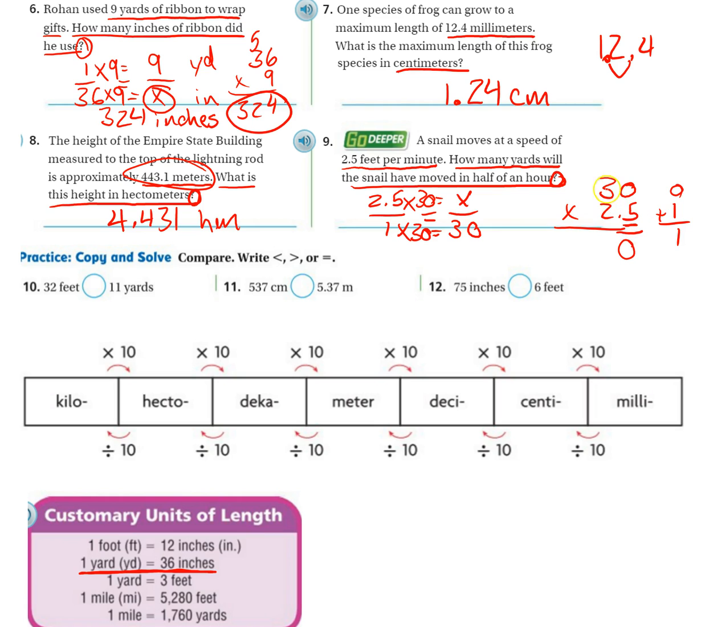5 times 0 is 0. 5 times 3 is 15. Done with the 5. 0 placeholder. 2 times 0 is 0. 2 times 3 is 6. Add that up. Come to the back, move my decimal over 1, 75. So 75 feet.